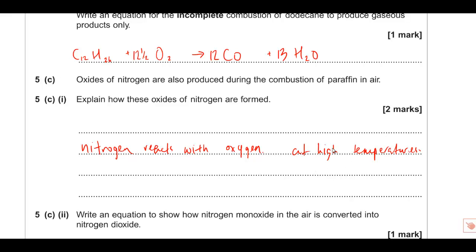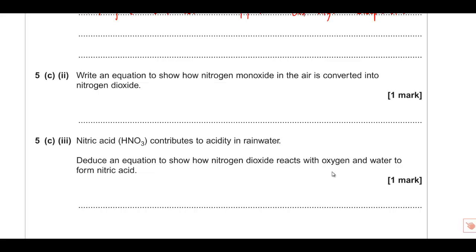It's this other one here which people tend to struggle on slightly more. Write an equation to show how nitrogen monoxide in the air is converted into nitrogen dioxide. Right, so we've got our nitrogen dioxide.